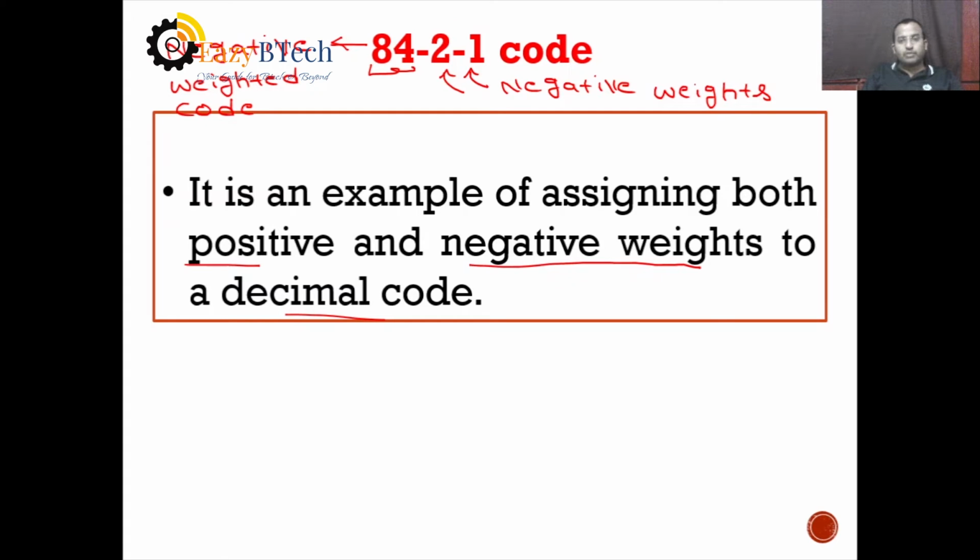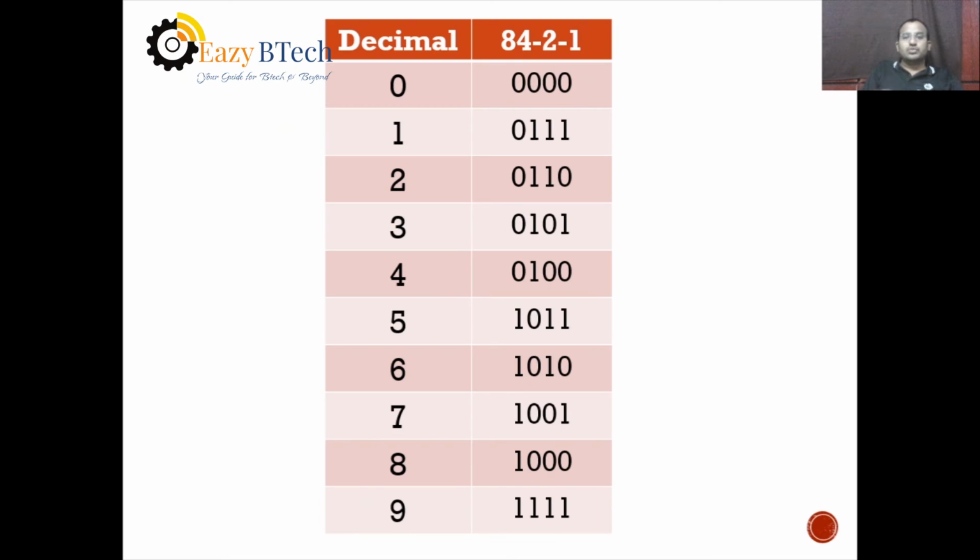It is also an example of a self-complementing code because if you sum the weights, 8 plus 4 minus 2 minus 1, this will give 9. So this is how we represent the various decimal digits from 0 to 9. Zero is all zeros. For 1, we get it if you sum these positions: 8 is 0, right? 4 is 1, and this is minus 2, and this is minus 1. So 4 minus 3 is 1.